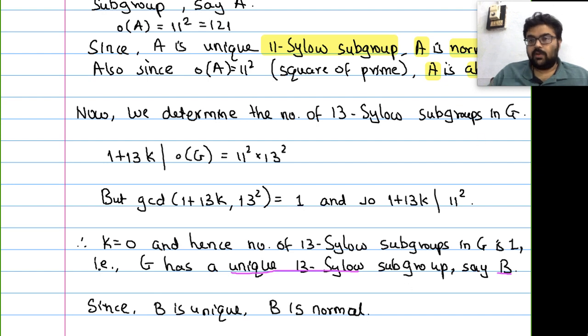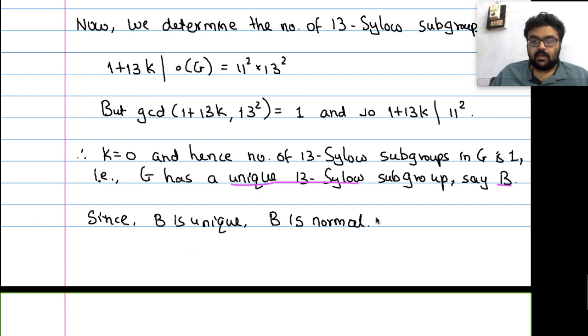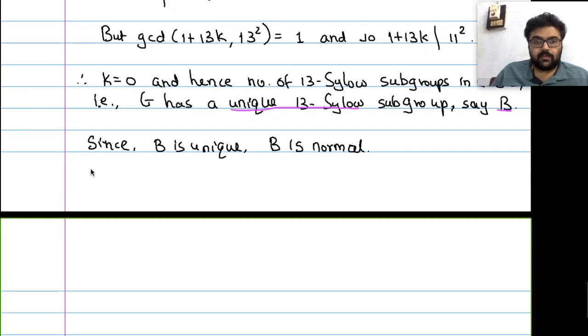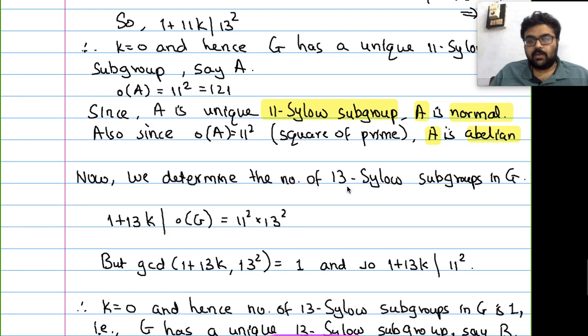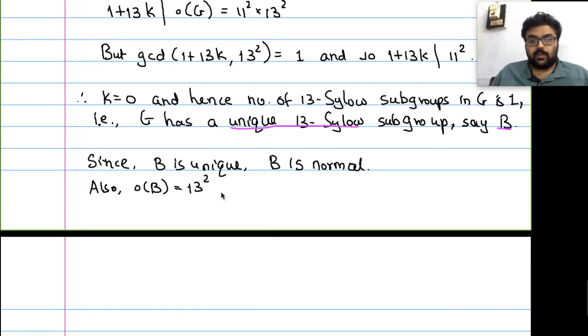Okay, and what is the order of B? The order of B is nothing but 13 square. What is the order of a 13 Sylow subgroup? It is the highest power of 13 dividing the group order. So 13 square divides this, but 13 cube clearly does not. So the order of B is 13 square, which is again of the form p square, where p is prime.